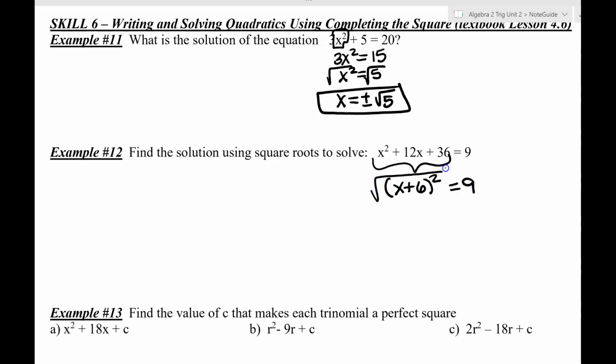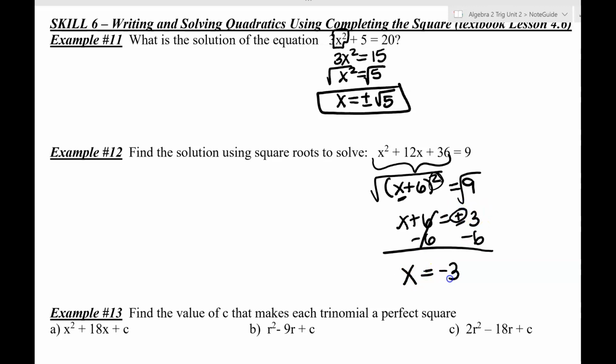So when we square root this, we actually can now because all of the x's could be gathered up into one perfect square. And this would give us x plus 6 equals plus or minus 3. We'd want to subtract 6, and there are two solutions here. The positive 3 minus 6, which is negative 3, and the negative 3 minus 6, which is negative 9.